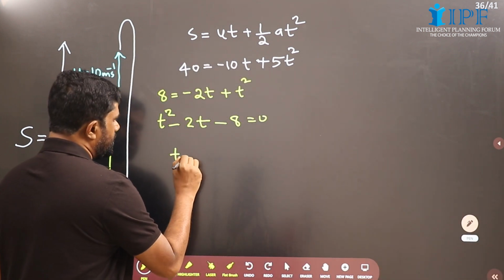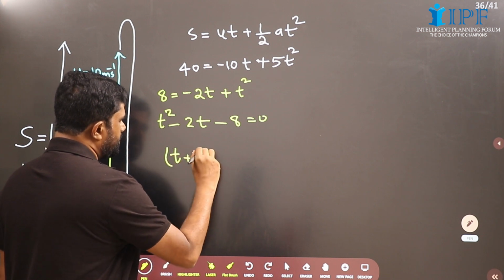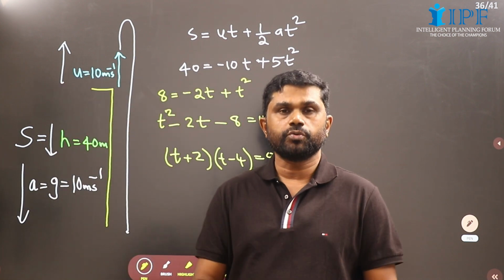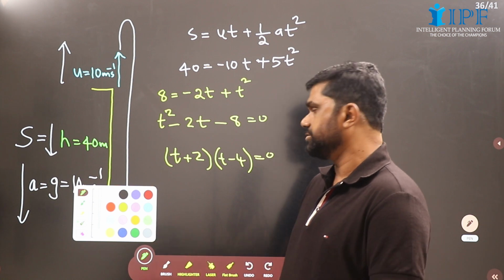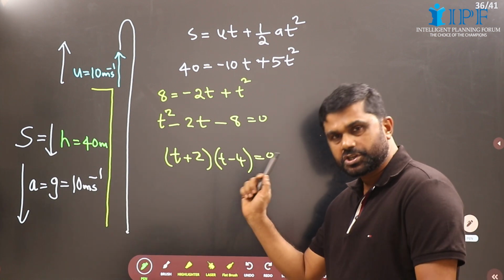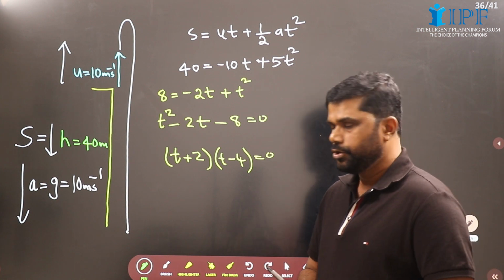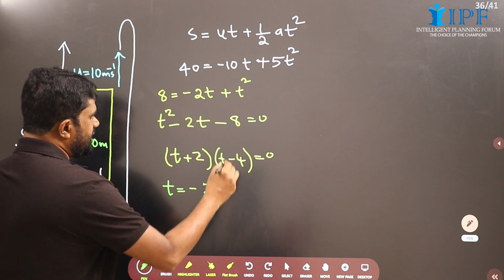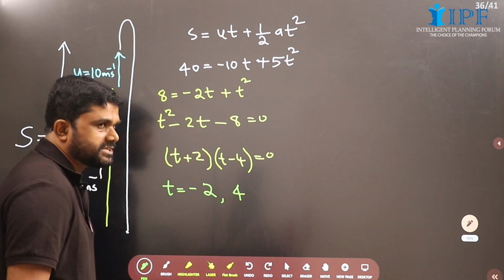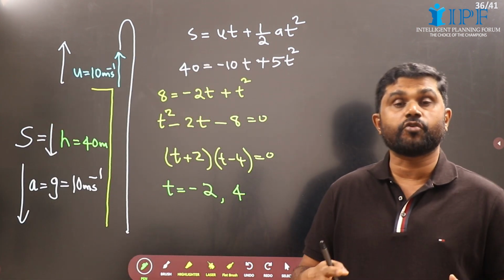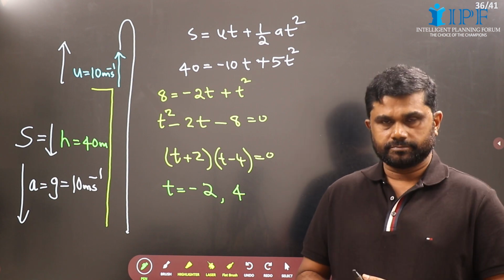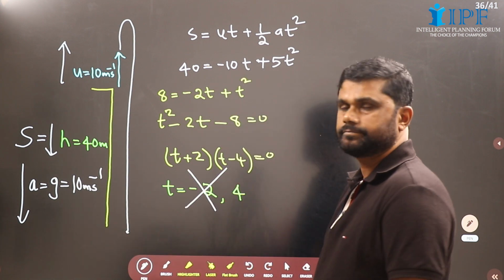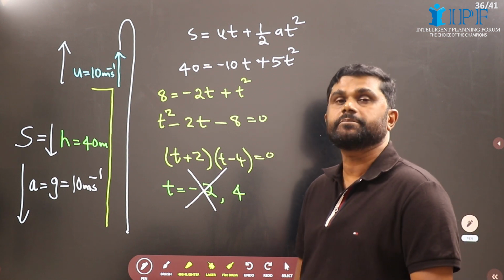So the factors will be t plus 2 and t minus 4, and this is equal to 0. T plus 2 into t minus 4 equal to 0 means either t plus 2 equal to 0 or t minus 4 equal to 0, or both are zeros. If t plus 2 equal to 0, then t equal to minus 2. If t minus 4 equal to 0, then t equal to 4 seconds. Now what is the answer? After what time will the body be at the foot of the tower? Usually you discard this value because time cannot be negative.